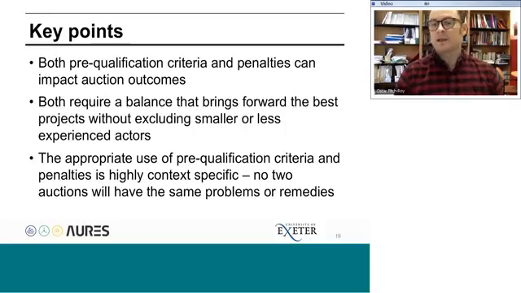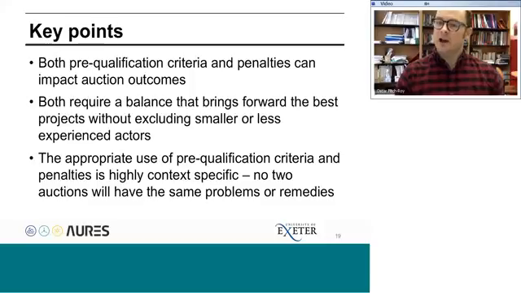I think that will be one of the interesting points that's made in next week's webinar, if you want to come back to that, looking particularly at actor diversity. And penalties and pre-qualification criteria can both be a drag on actor diversity, which is often a key policy objective for renewable energy policy.